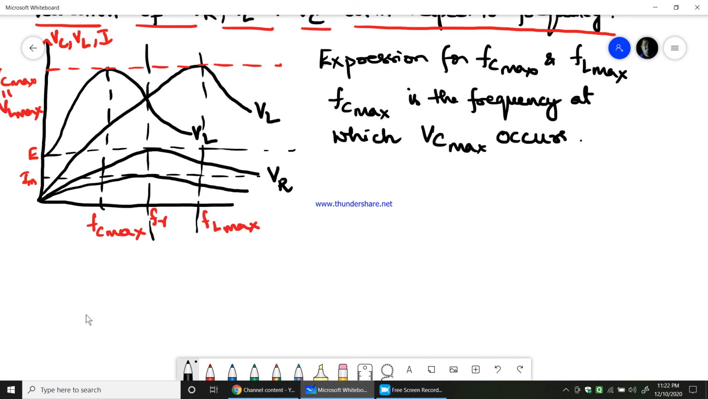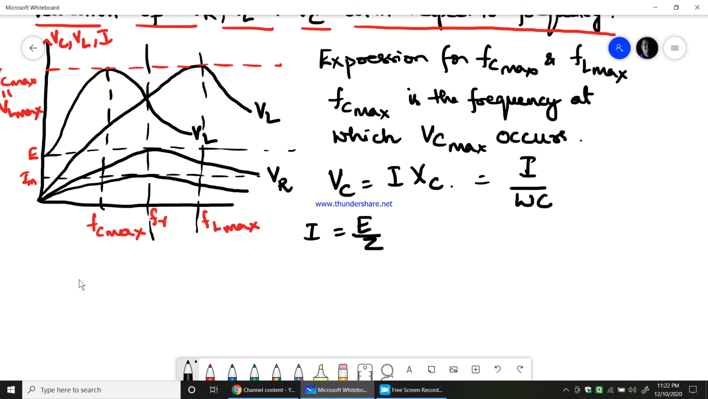So therefore, we say Vc is equal to I into Xc, which is equal to I divided by omega c. We know that I is equal to E by Z. Therefore, Vc would be equal to E by Z into 1 over omega c. We know that Z is the square root of R square plus (XL minus XC) the whole square.